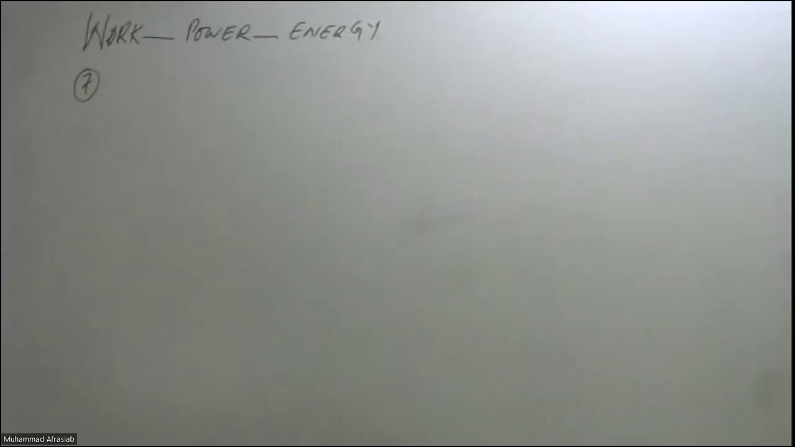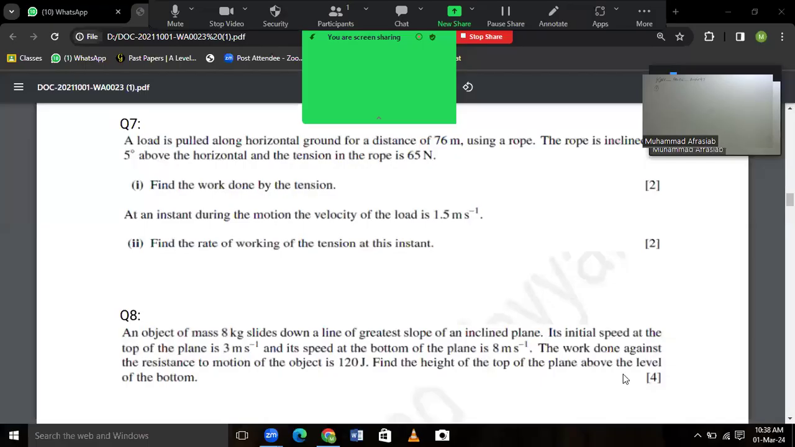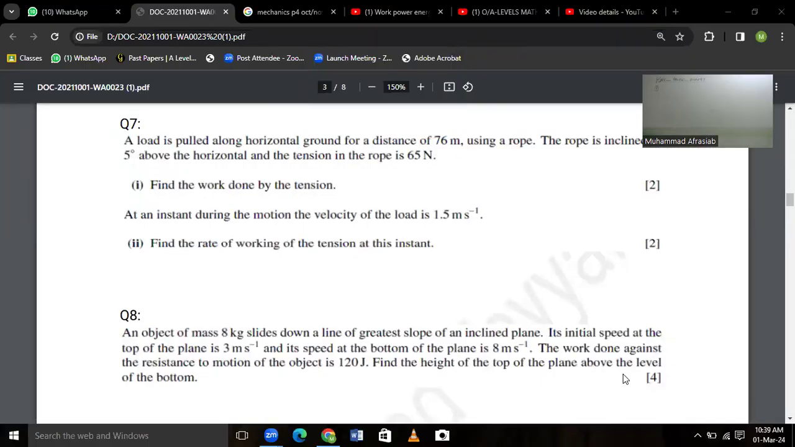We are now solving question number 7 for this work, power, energy exercise for M1. A load is being pulled along horizontal ground for a distance of 76 meters using a rope. The rope is inclined 5 degrees above the horizontal and the tension in the string is 65 Newton. Find the work done by the tension.